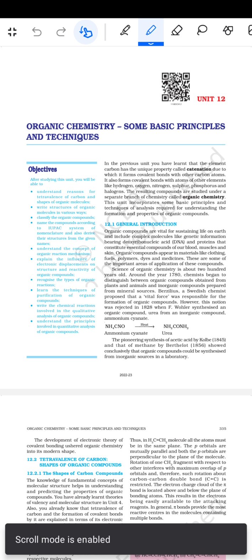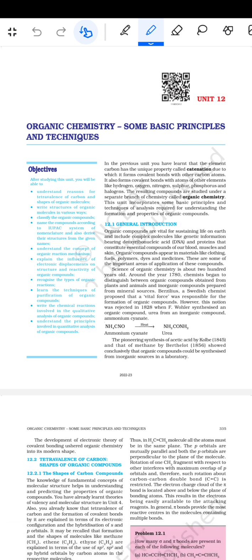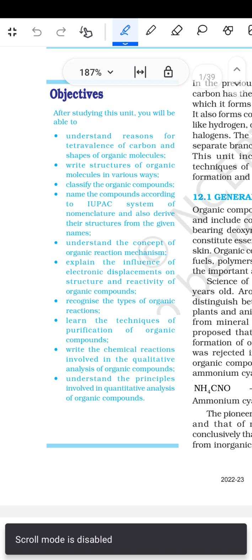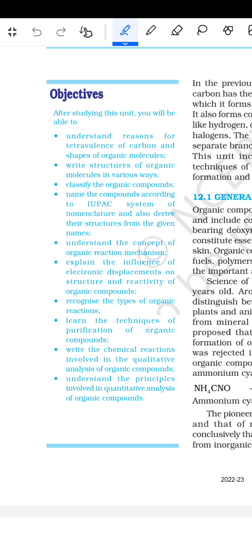Organic chemistry, some basic principles and techniques. After studying this unit, you will be able to understand reasons for the tetravalence of carbon and the shape of organic molecules, write the structure of organic molecules in various ways, classify organic compounds, name the compounds according to the IUPAC system of nomenclature, and also derive their structure from the given names.